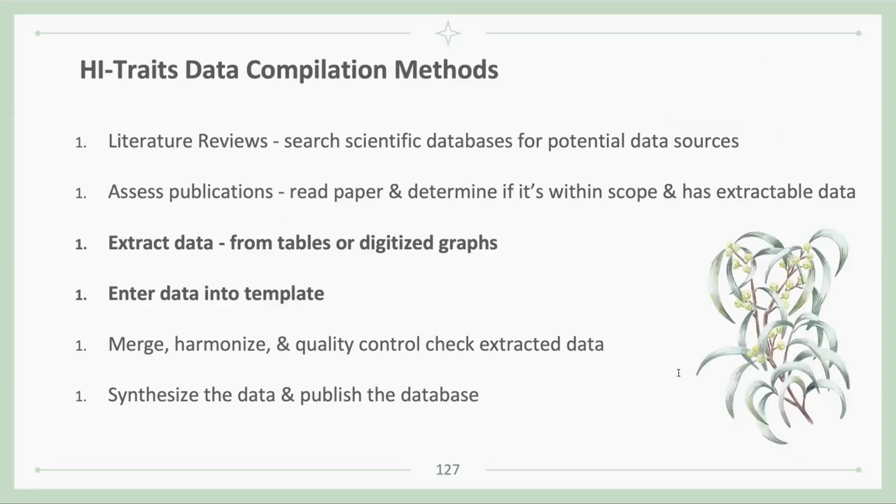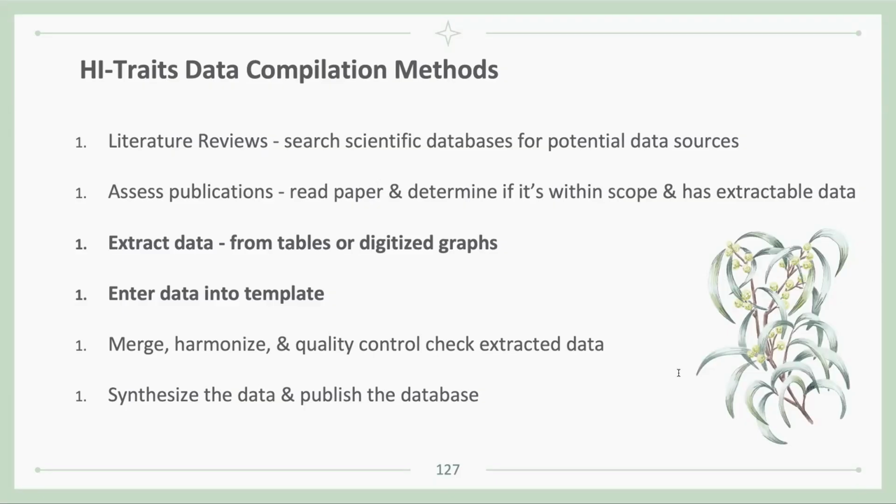This is how we've gone about compiling the database. First, we began with intense literature reviews. We were searching scientific databases to find potential publications and determine whether these papers are within the scope of the data that we want to extract for the High Traits Database. This is where my role has come in with the data extraction. A lot of my work is extracting data from digitized tables and graphs and then entering it into templates created by my mentor Casey and the High Traits team.